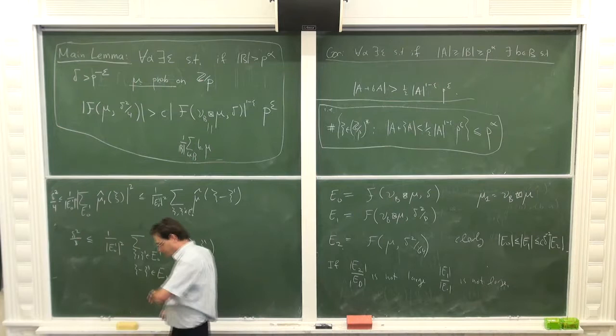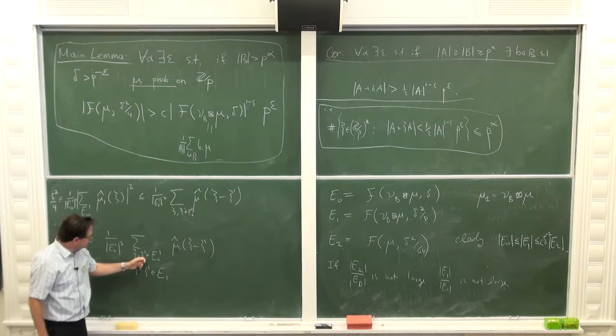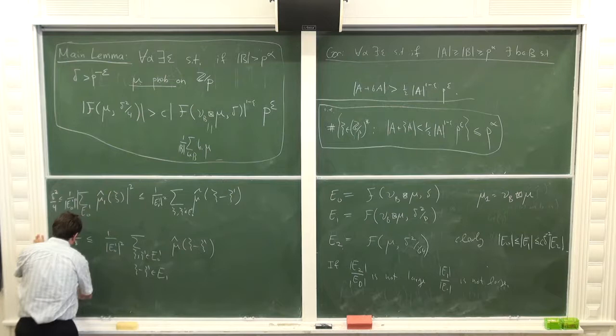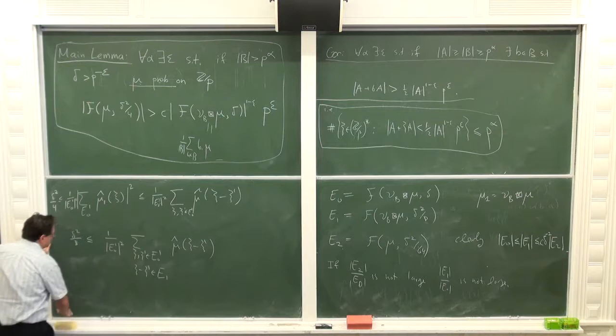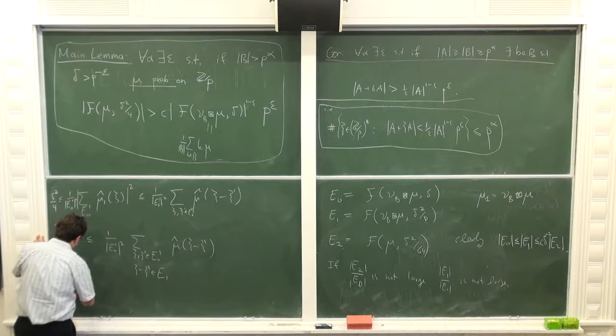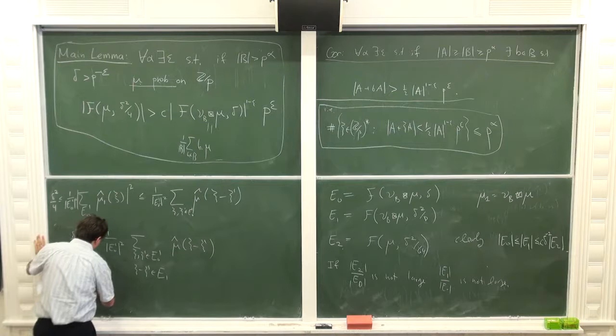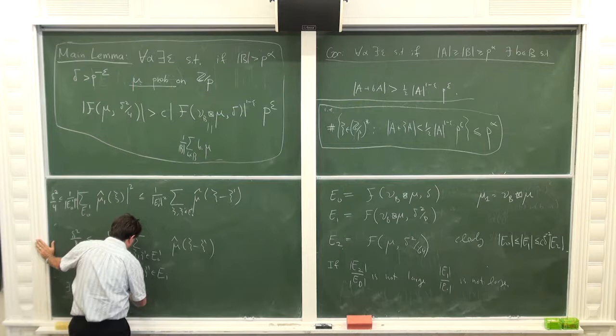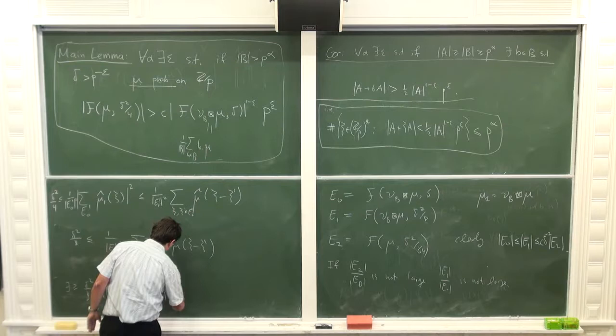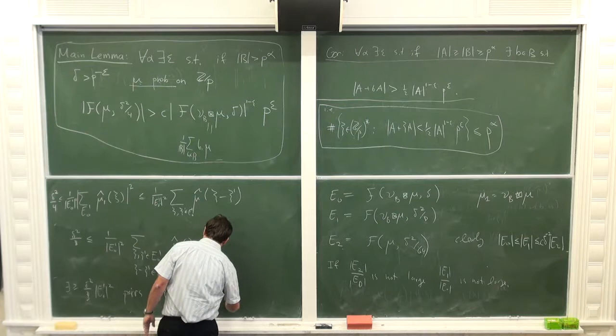So this sort of says that there are many pairs. If you figure out this particular set, there are many, or let's say even quantitatively, there are at least delta squared over 8, size of E prime 0 squared, pairs C and C prime inside this set, such that C minus C prime is inside E1.